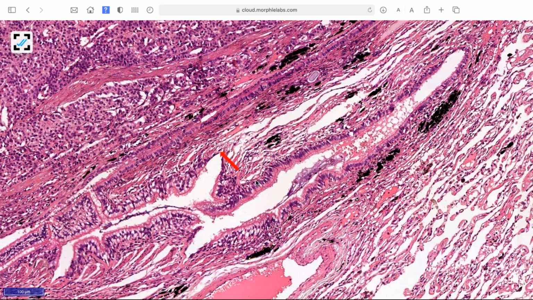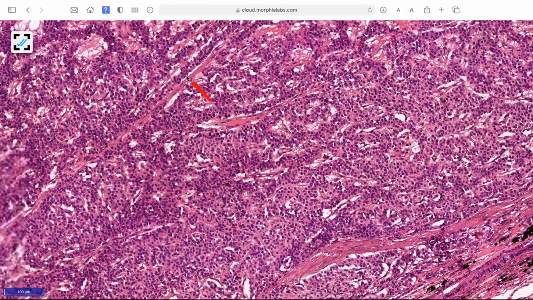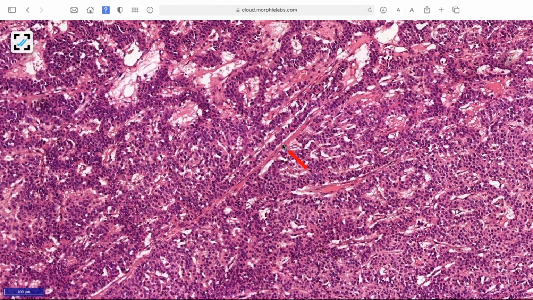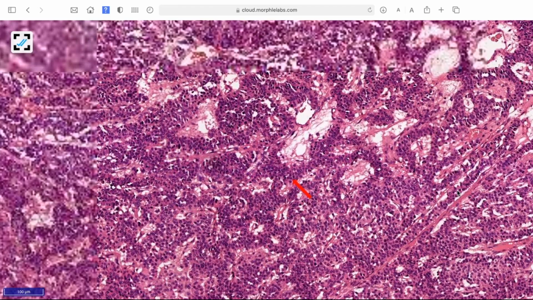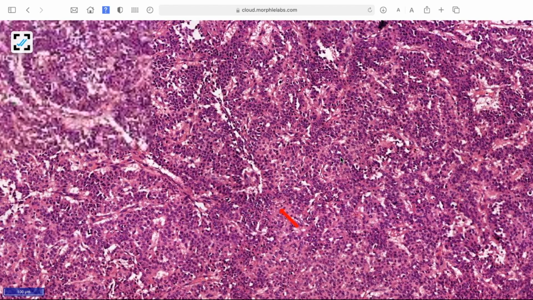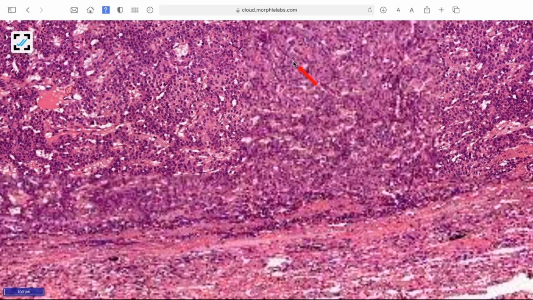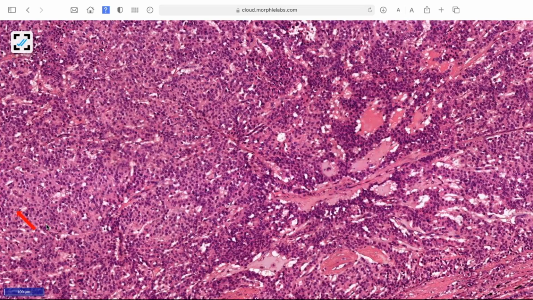And see, this is what is known as the neuroendocrine pattern, the organoid pattern of arrangement. That is very, very important on H&E. Small cell won't show that. Carcinoid and large cell will have the organoid pattern. When you see this organoid pattern, then only you have to go for immunohistochemistry. Okay, organoid pattern. In pheochromocytoma, we call it Zellballen pattern.